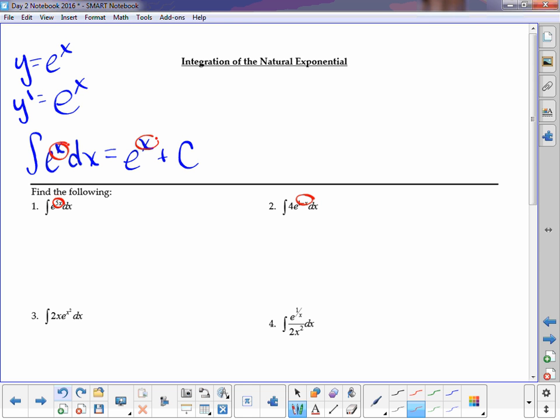Okay, so for number one here, if it was just integral e to the x dx, your answer would be e to the x plus c. But once again, whenever we have something more than just x, so a function, like x squared, 5x, sine x, we have to consider u sub. So just put a little reminder for yourself. Consider u sub when we have something more than just x.